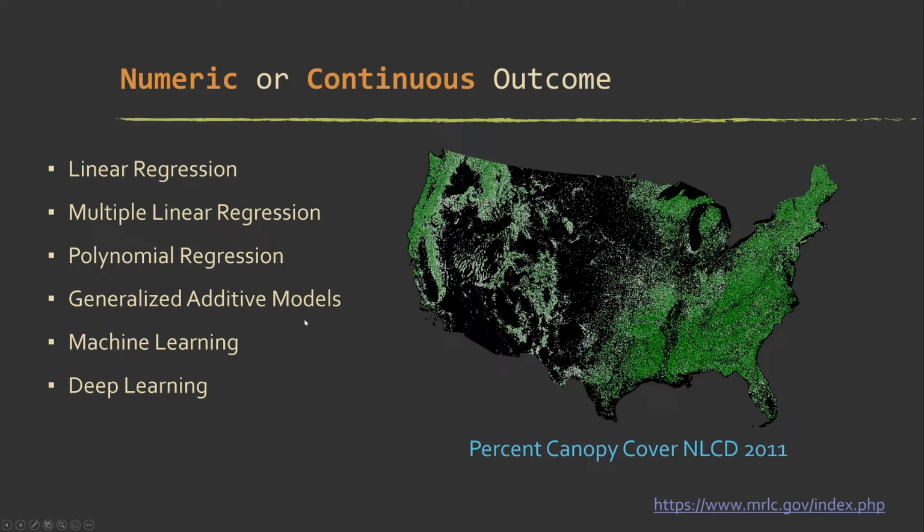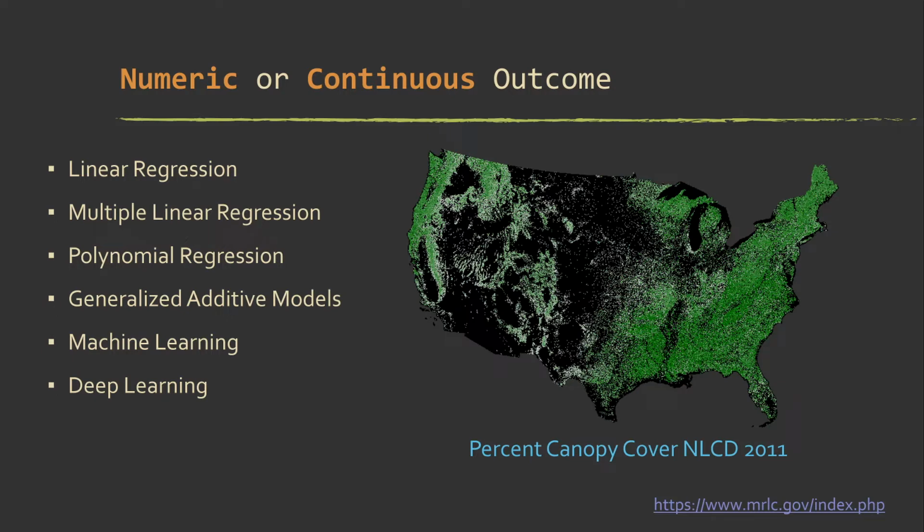But this is also something that we can use machine learning for, and other more complex methods like generalized additive models and even deep learning. So this is an example of a prediction of a numeric or continuous variable. This is a product from the 2011 National Land Cover Database. They don't just generate thematic maps with this, they also make some other predictions. And here they're predicting percent canopy cover. So the outcome that's being predicted is a continuous variable, or percent of a pixel that's covered by forest canopy. Okay, so that's a regression type problem.